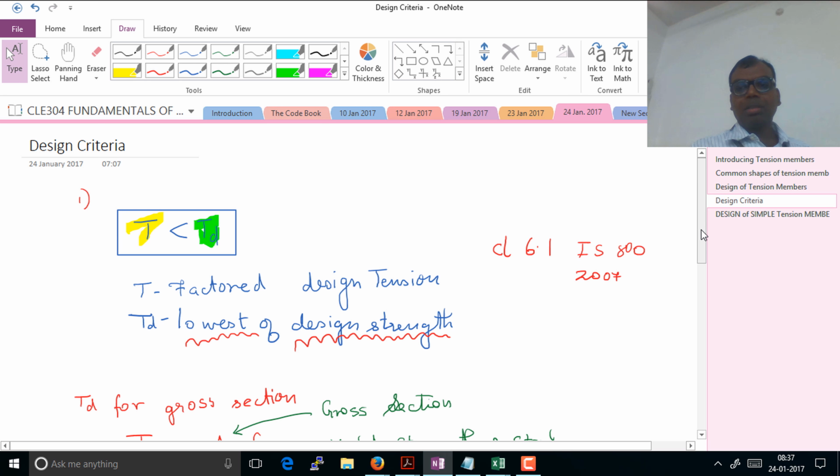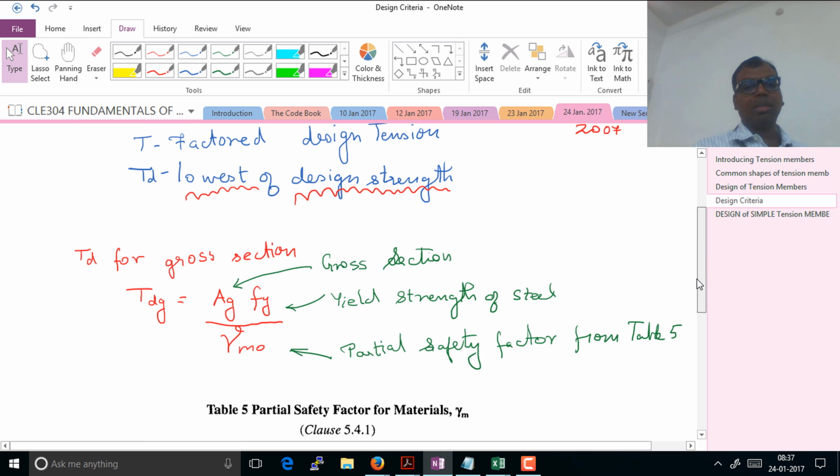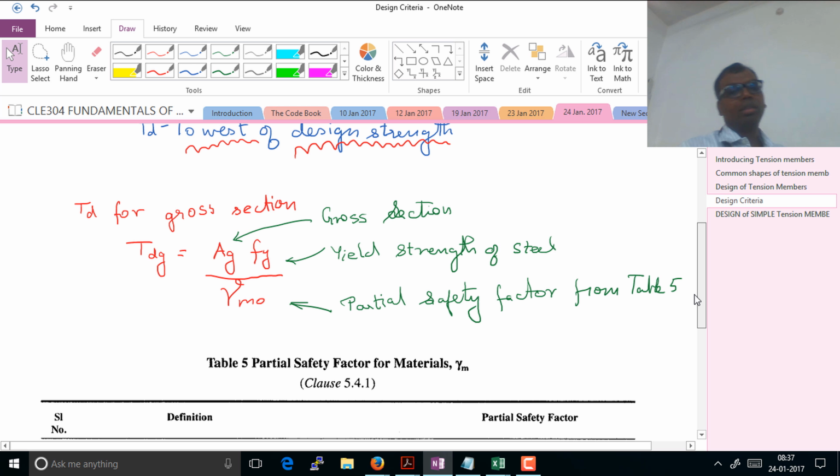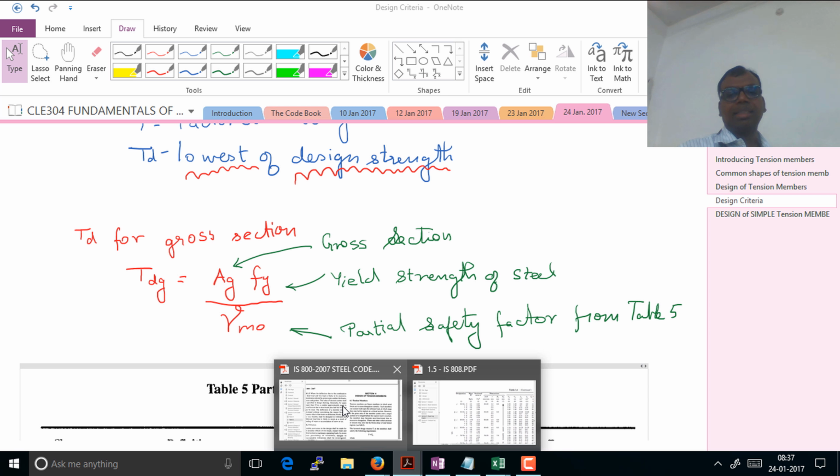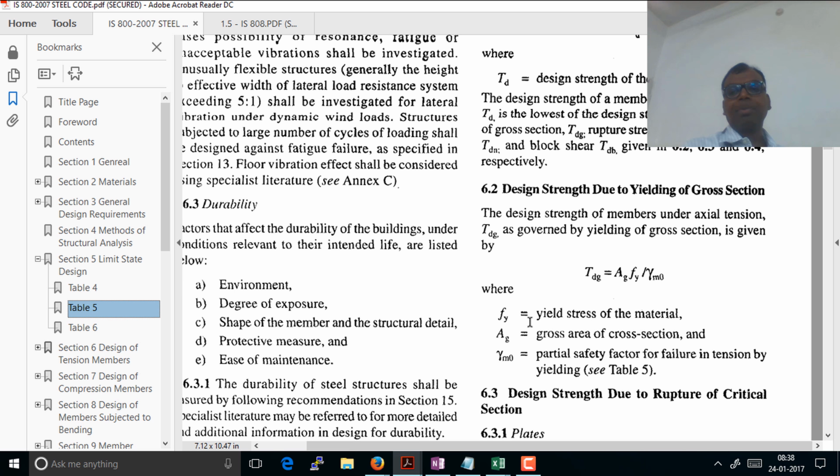Now if you look at it, the first mode of failure as we see in IS 800 is by the yielding of gross section. What does yielding of gross section mean? The cross section which has the least area has yielded fully, and then the member has failed.